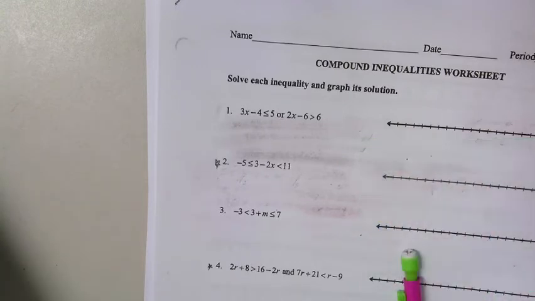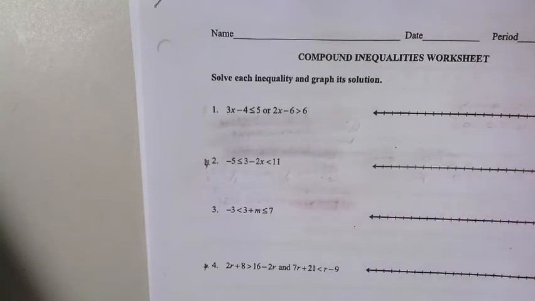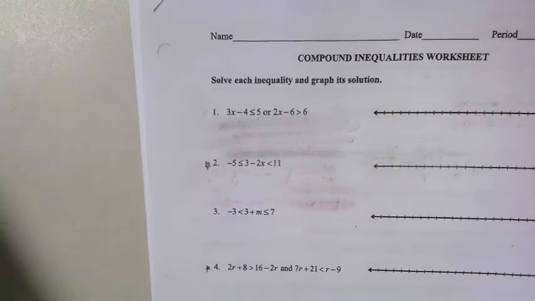We'll take a look at the first problem here. Number 2, which is -5 is less than or equal to 3 minus 2x, is less than 11. Now you'll notice there's some erasing down there. I made a mistake. Tried to prove what I was doing was correct and couldn't do it, realized it later, and now I'm back to make another video.